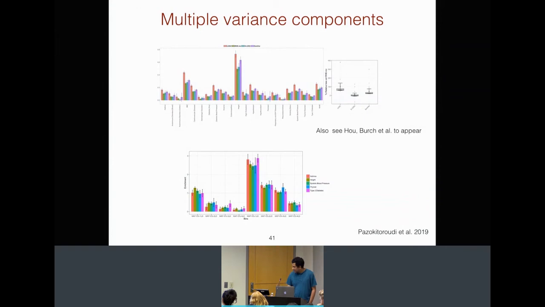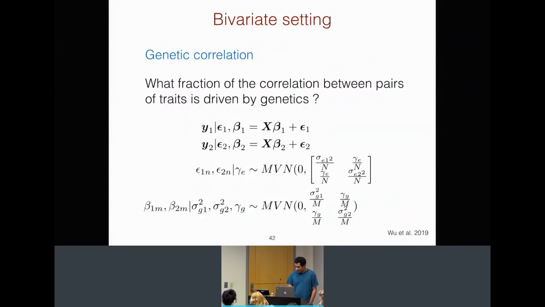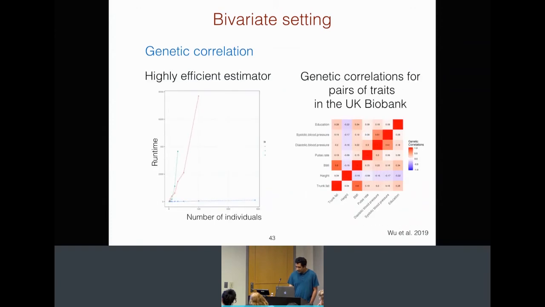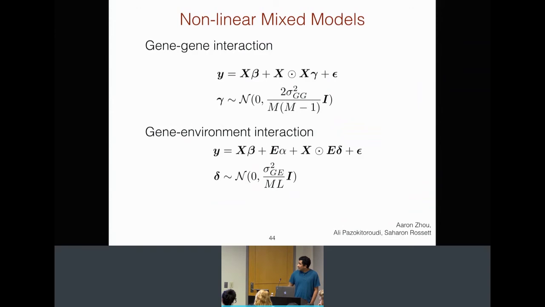Of course, this has connections to selection. The question is, what does it mean in terms of understanding traits in the context of selection? This can also be done with multiple traits. I'll skip this in the interest of time. Then there are also extensions to a nonlinear model, which I think is actually quite interesting.